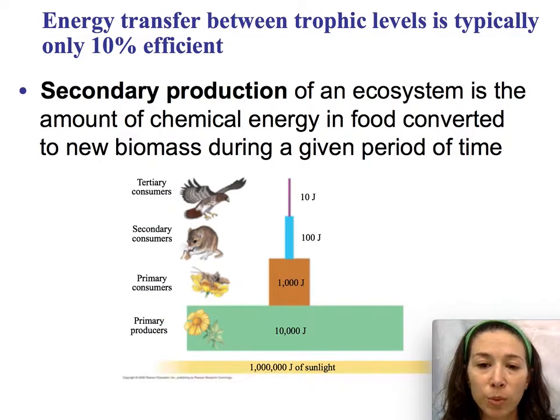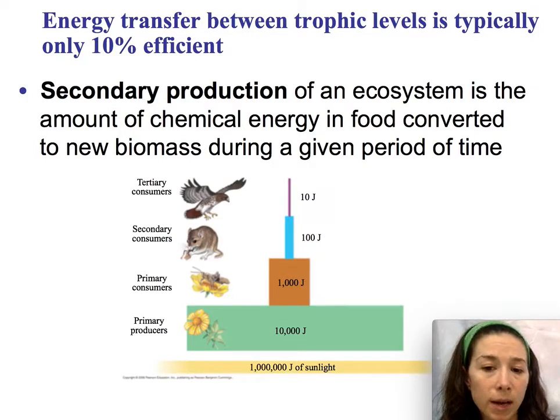A very, very important principle that I really want you to be able to understand and explain to me, or to your coworkers, to your colleagues, your student friends, is that the energy transfer between trophic levels is typically only 10% efficient. So why is that? Let's explore what that means first.